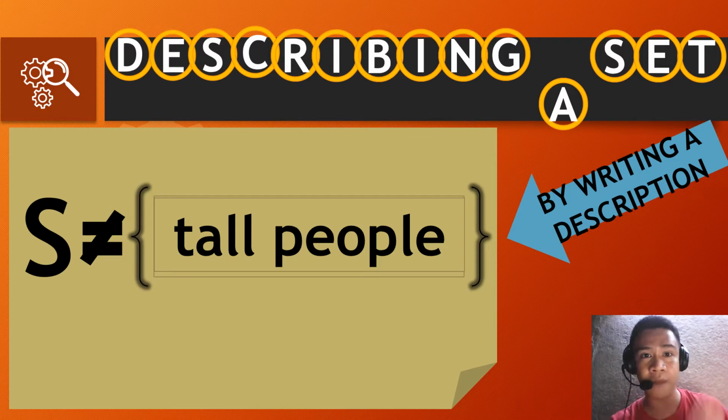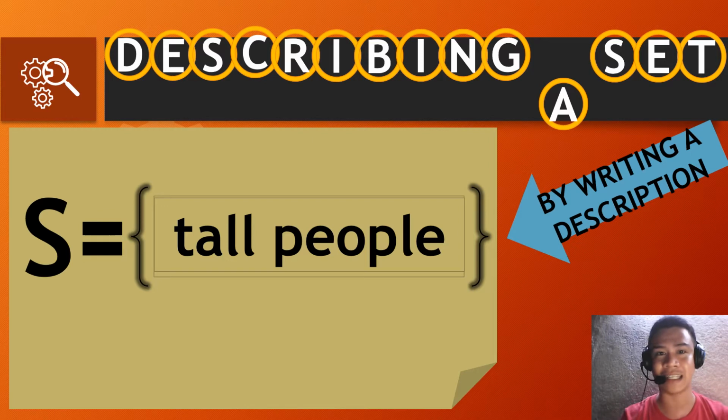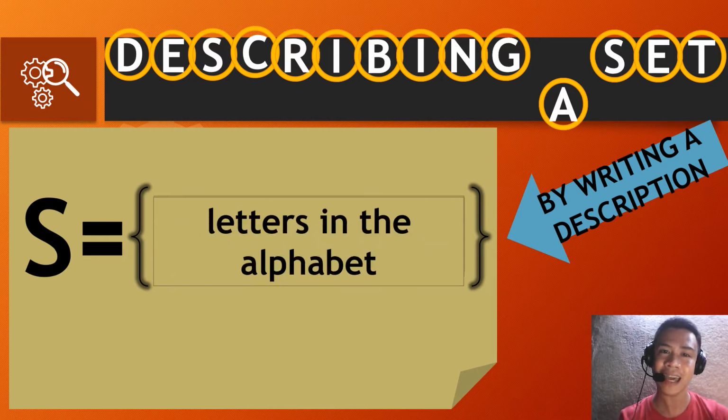An example of a well-defined set is set S, a set whose elements are letters in the alphabet. Is this a set? Yes, it is, because it is a well-defined set. It is clear and not ambiguous. Why? Because we all know that there are 26 letters in the English alphabet. So it is clear. This is considered a set.